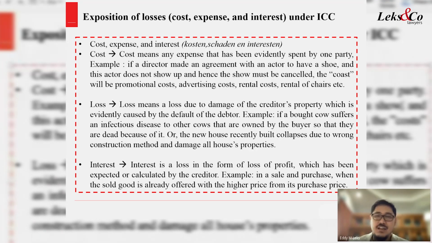And then suddenly the actor is defaulting, right? This is, of course, if the actor actually defaulted. As long as the actor actually defaulted, then of course the producer or the director is entitled to claim these losses, because it's not fair to the director, right? The director already had an agreement with the actor. So you see that the cost is an expense that is really spent.